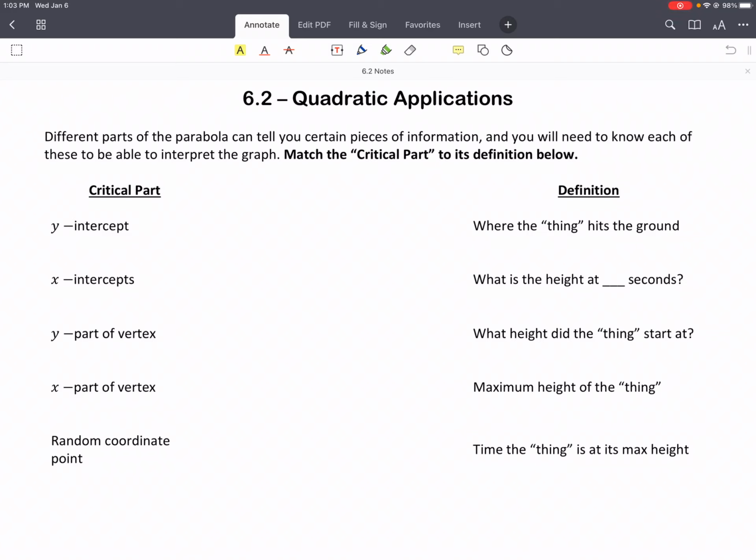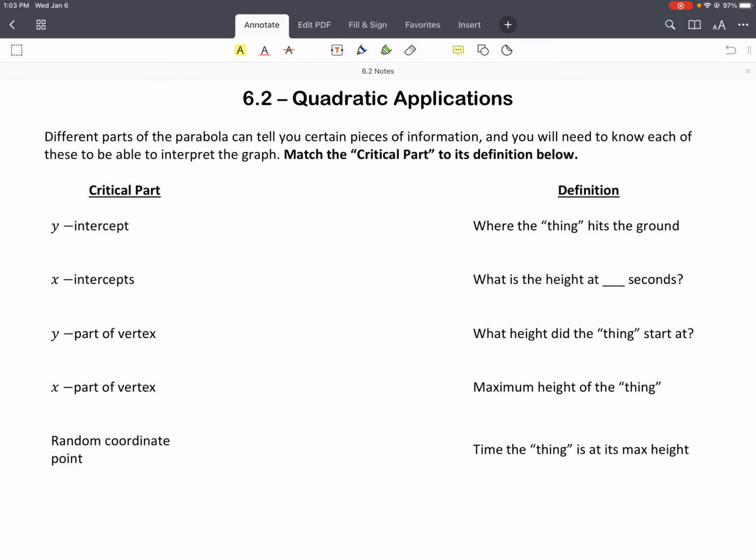Hello everyone. So here we are, we're going to keep working with our quadratics or our parabolas, except now we're actually going to apply it to real life. We may have done some of this previously, but we're going to do a little bit more with it now.